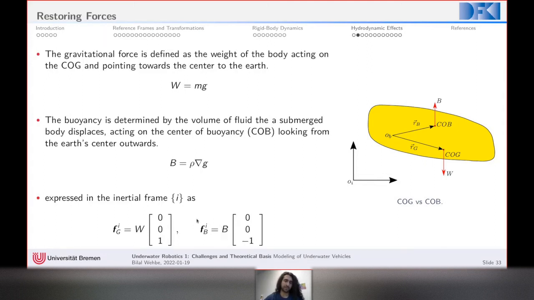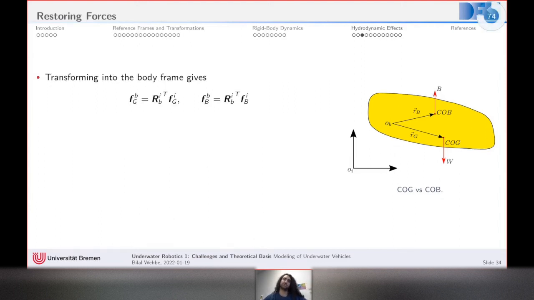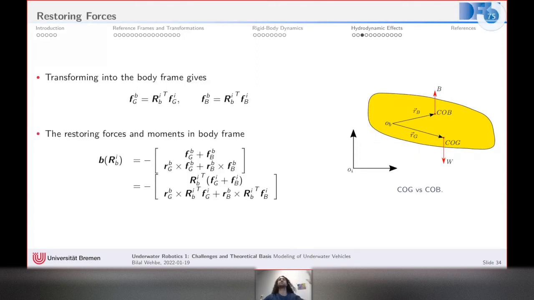And the force caused by the buoyancy is just B, which is the density of the water, the volume that the body is occupying, and the gravity. And this is always going to be pushing upwards. So if we take these two forces and apply the transform of the rotation matrix, we can bring them back to the body frame. As simple as that, basically. And then if we just expand these terms, we will have the final restoring forces and moments in the body frame.